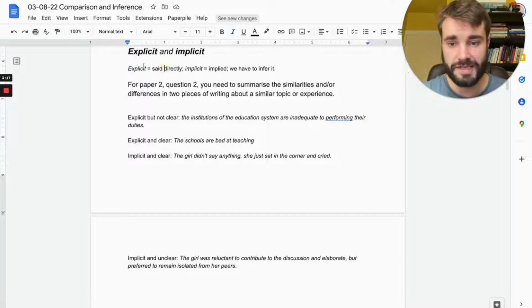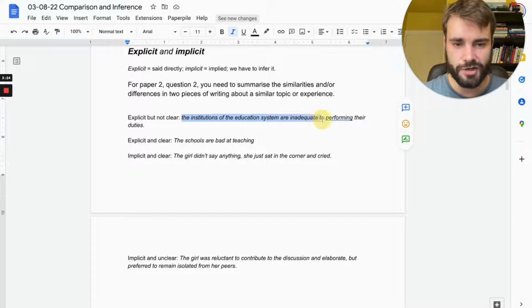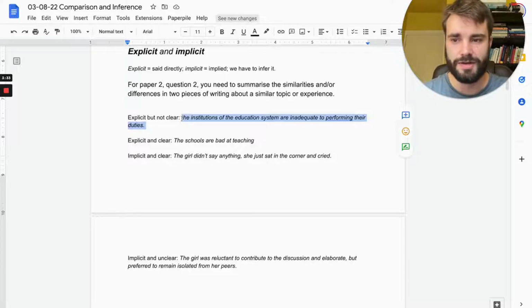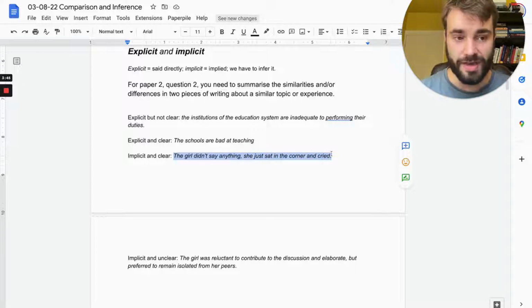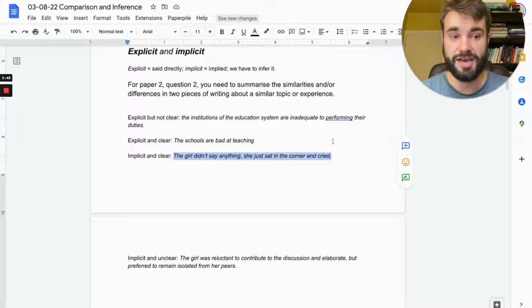Something could be explicit, said directly, but still not clear, like this. The institutions of the education system are inadequate to performing their duties. And that means the schools are bad at teaching. But I think you'll agree it's not very clear. They've used unnecessarily complicated vocabulary and a long sentence. It's explicit, but it's not clear. On the other hand, you could be implicit, but very clear. The girl didn't say anything. She just sat in the corner and cried. It's very obvious that she is sad. It didn't say she was sad. So it's implicit, but it's still obvious.